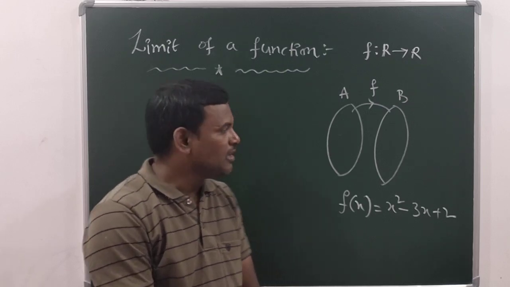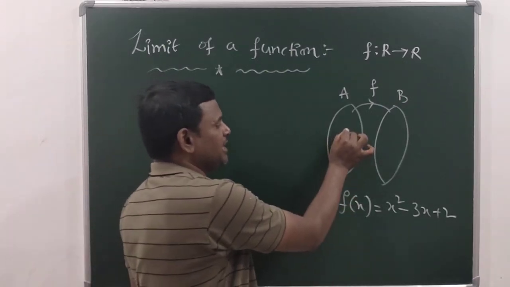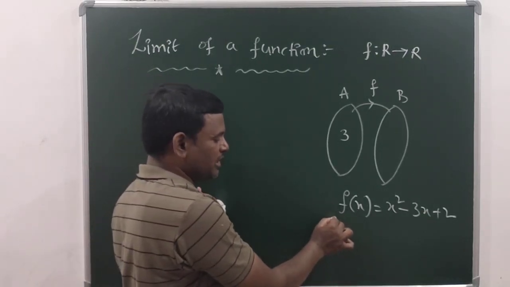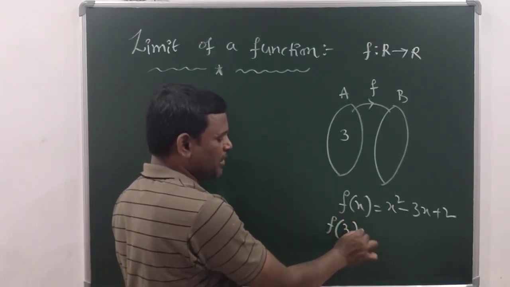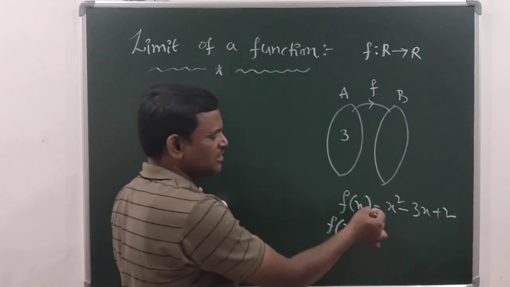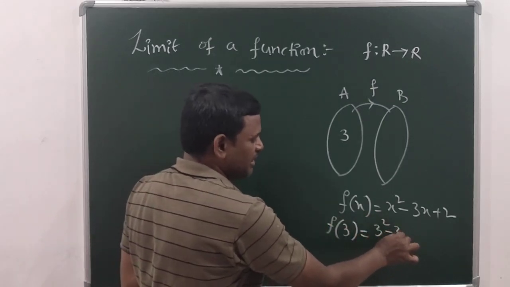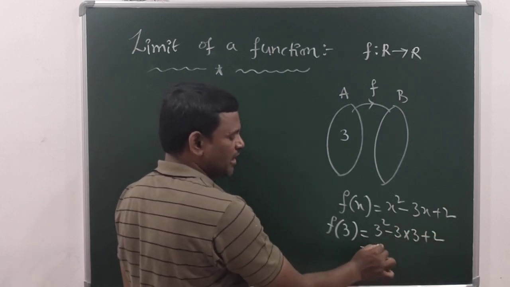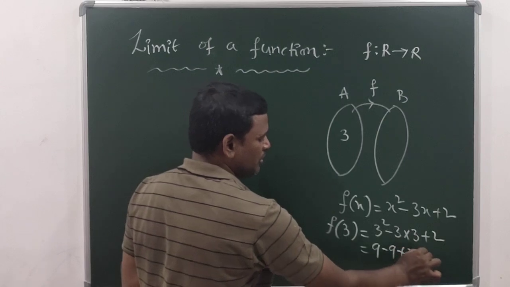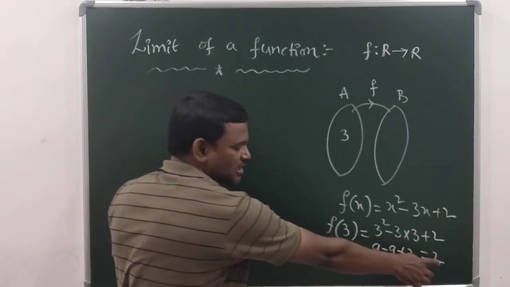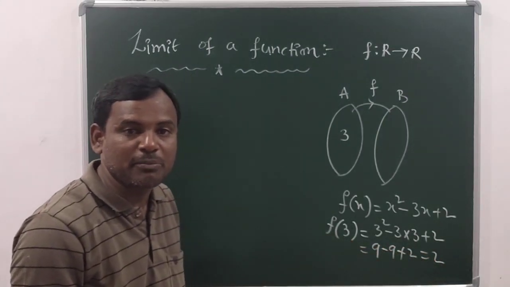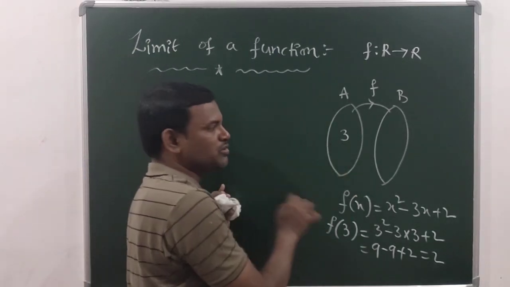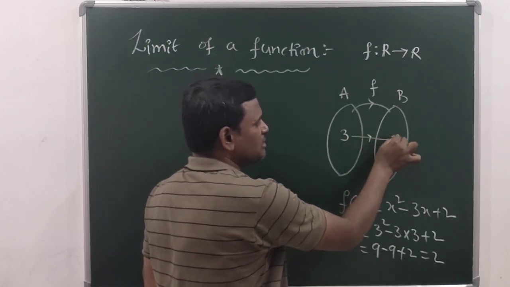Now I want to take a real number 3 in its domain. If you put x equal to 3 here, what do you get? The value of the polynomial, or you can say the range. So 3 square minus 3 into 3 plus 2. Simplifying, 9 minus 9 plus 2, your result will be 2. This is called the value of the polynomial, or range of this polynomial, for the domain value 3. Here the range is 2.